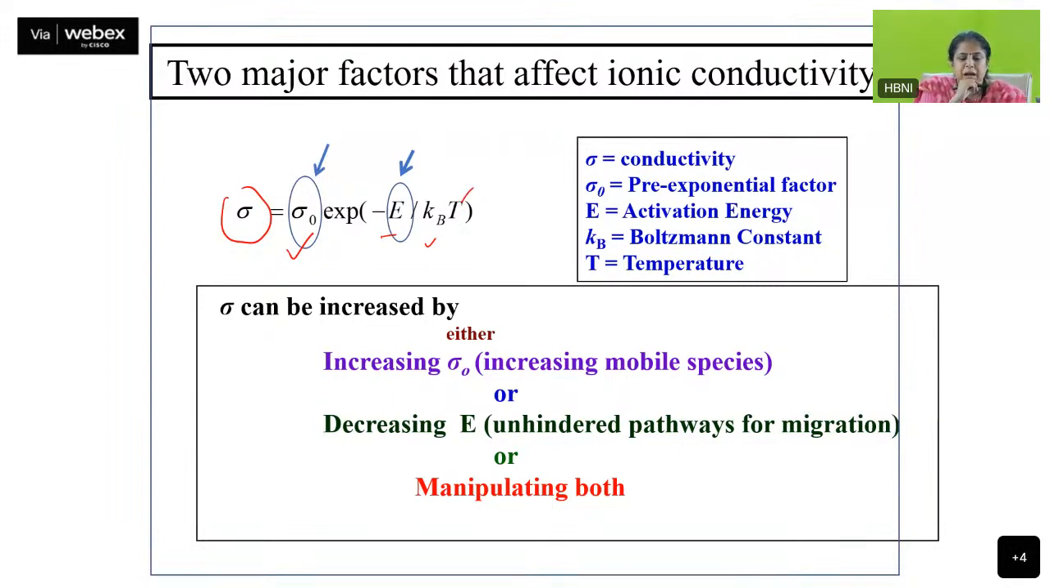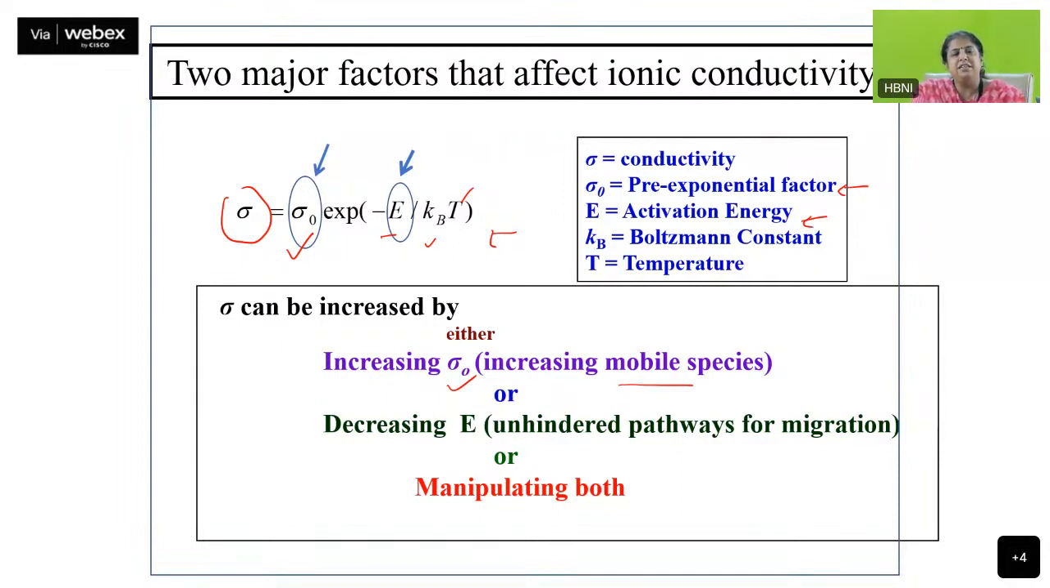All right. Now, the pre-exponential factor is not actually equal to, but can be correlated to the number of the charge carriers, the mobile species. And activation energy, all of us know, is the hindrance provided to the mobility of the particular charge carrier, be it electrons or be it ions. Now if I look at this formula, what can I say? That sigma or the conductivity can be increased either by increasing sigma naught, and what is that? By increasing the mobile species.